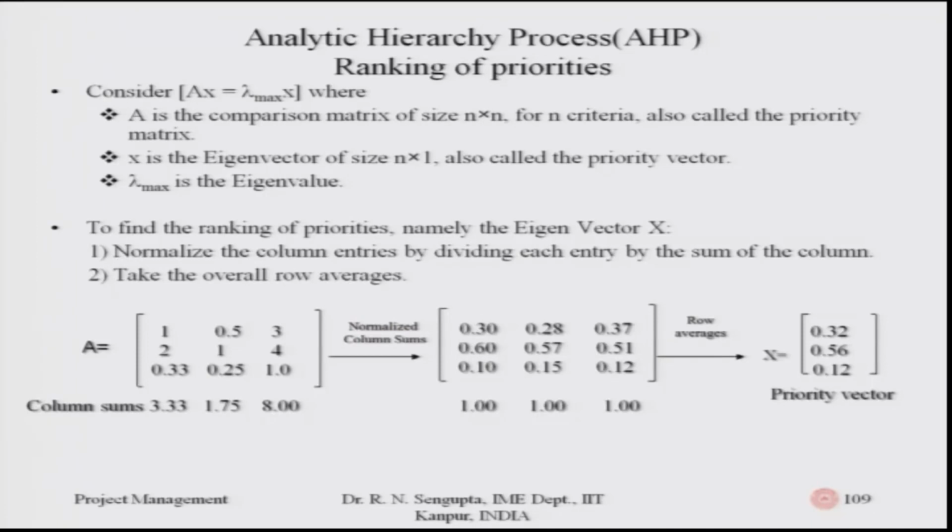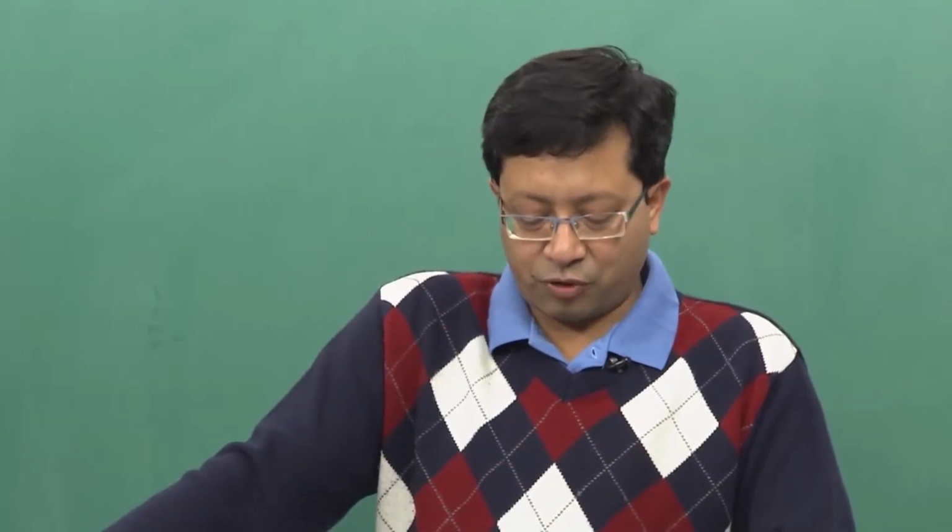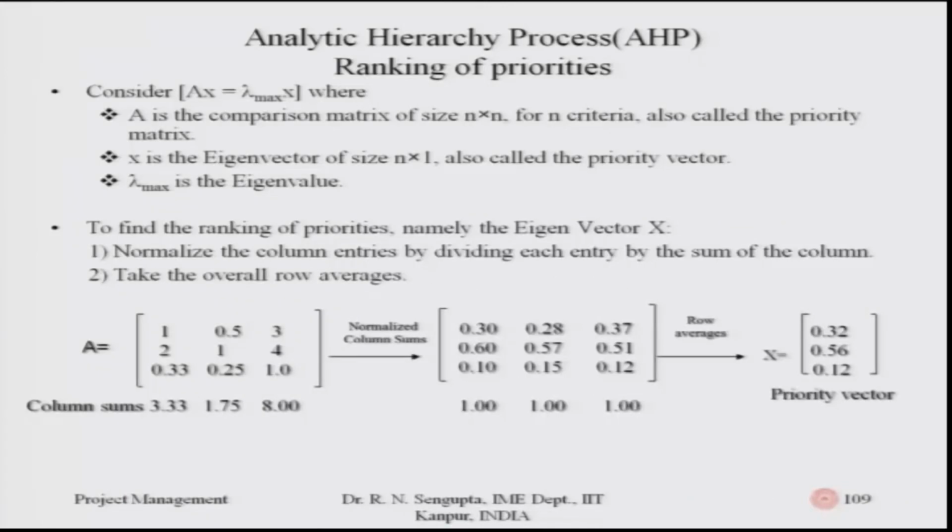I am not going into the theoretical solution concept; I will just solve it using the problem as we go ahead. So, normalize the column entries by dividing each entry by the sum of the column. If you see the scores we had given initially for person 1, the principal diagonal was all 1, 1, 1, and for the second row and first column, 2 was given, so the opposite value across the principal diagonal is half, hence 0.5. For the first row and third column, the value was 3, and the opposite value is 1/3, which is 0.33. Similarly, you have matrix A as given.